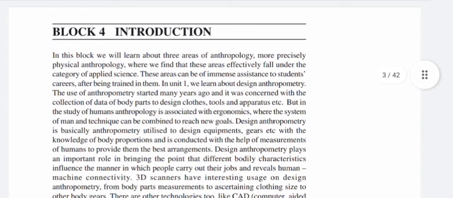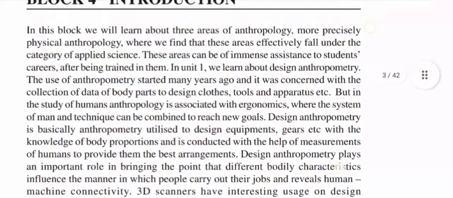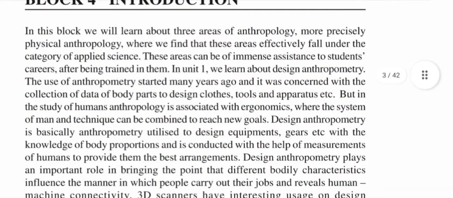Introduction part. In this block we will learn about three areas of anthropology, more precisely physical anthropology, where we find that these areas effectively fall under the category of applied science. These areas can be of immense assistance to students' careers after being trained in them. In Unit 1 we will learn about design anthropometry.